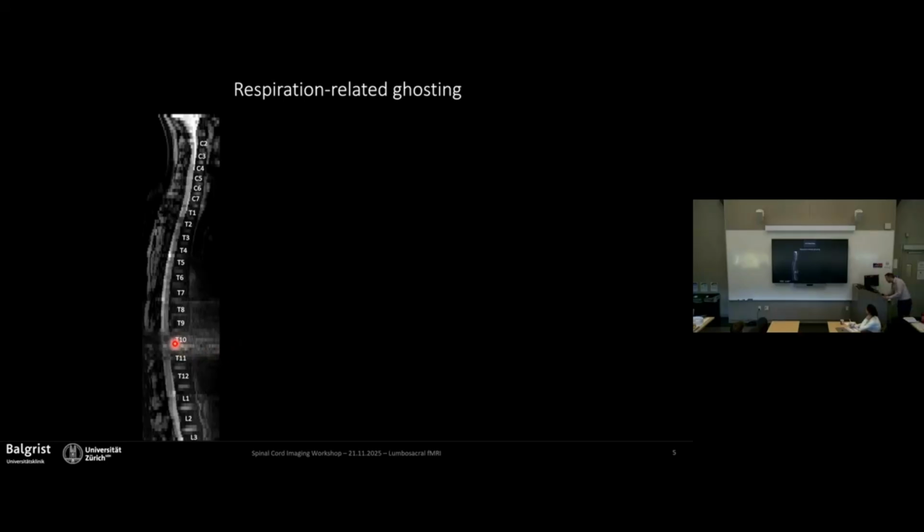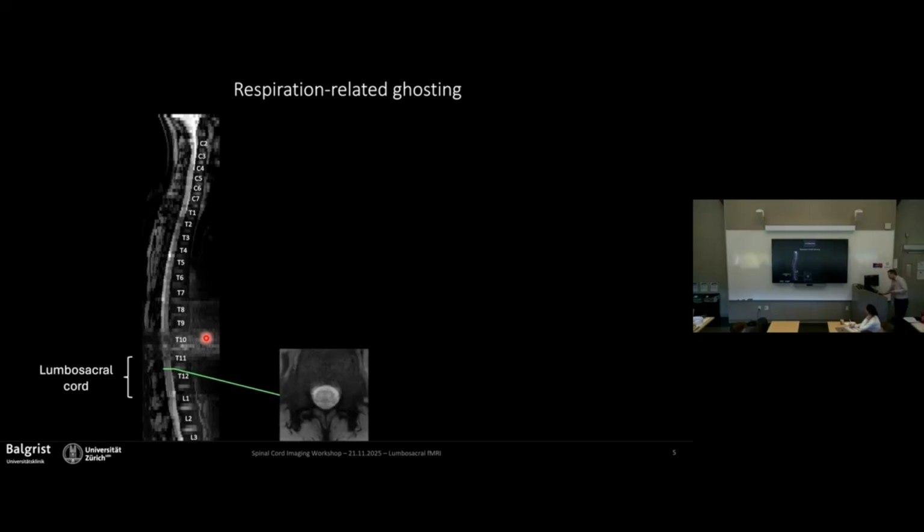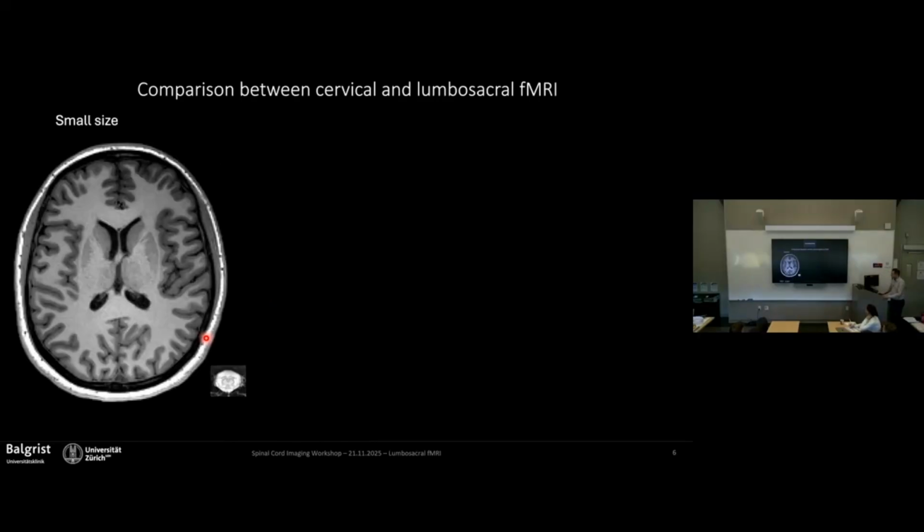At vertebral levels T9 to T11. This corresponds to the lower edge of the lung. And below this region of the lumbosacral enlargement, you typically have good quality, but just a few centimeters above, we often see this. So we are quite lucky that in the lumbosacral enlargement, we get okay quality most of the time. Of course, the lumbosacral cord is also very small compared to the brain.